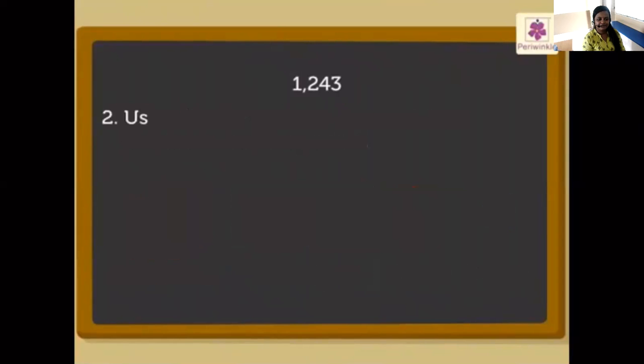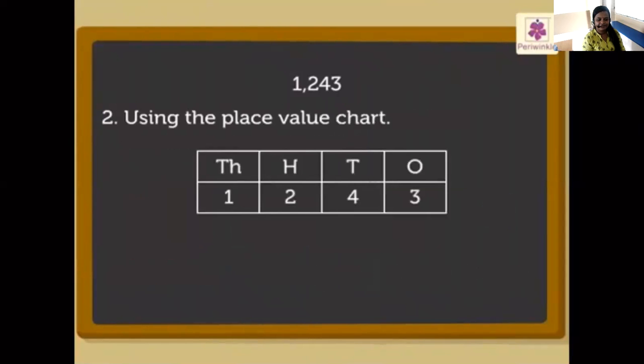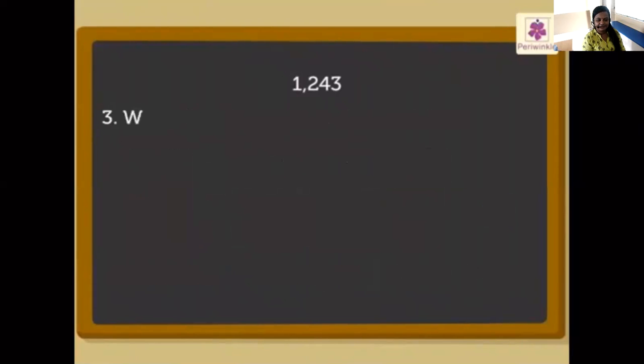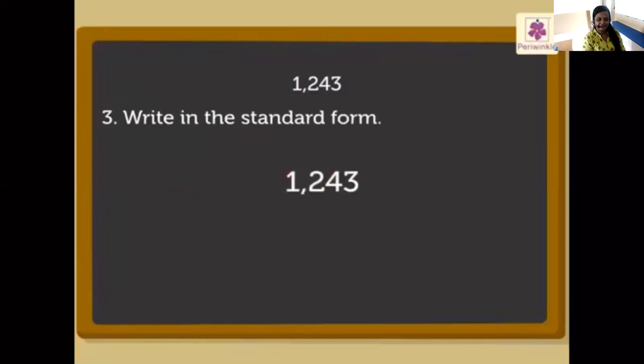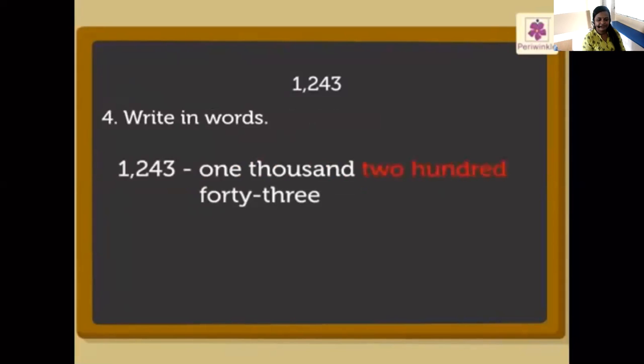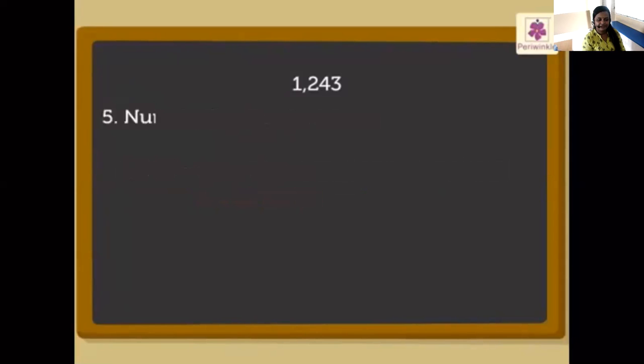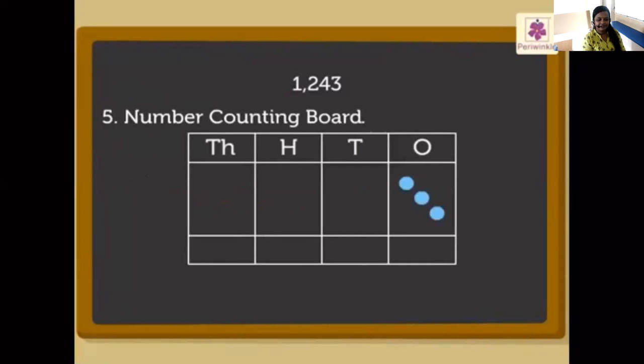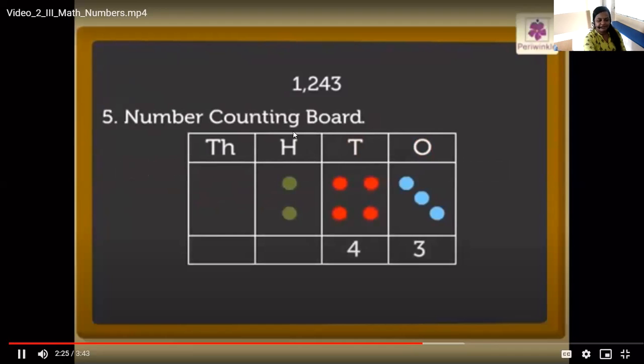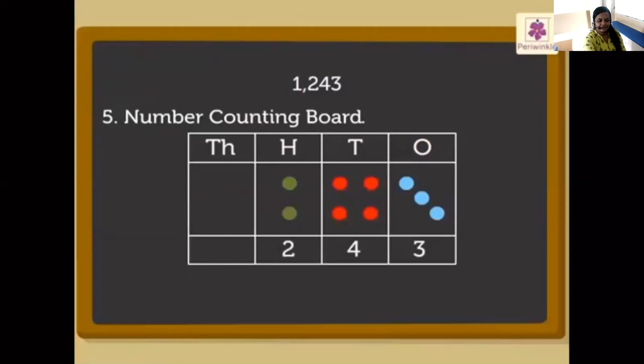2. It can also be written using the place value chart as shown. 3. Next is writing the number in the standard form as 1243. 4. We can also write it in words. 5. Finally, it can be shown with the help of colored counters. Use 3 blue counters to show 3 ones. Use 4 red counters to show 4 tens. Use 2 green counters to show 2 hundreds. Use 1 yellow counter to show 1000.